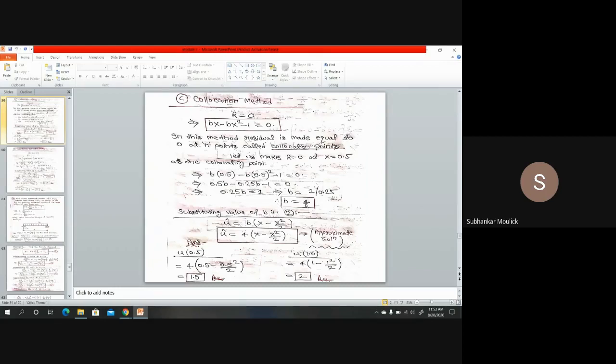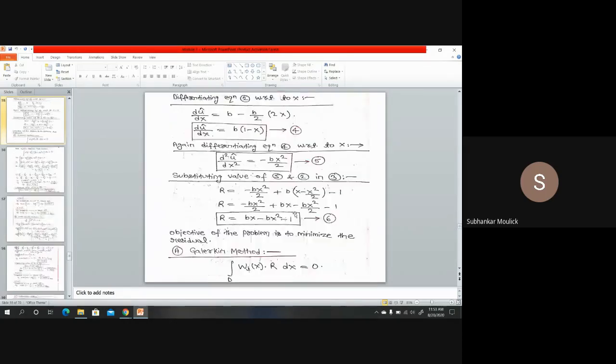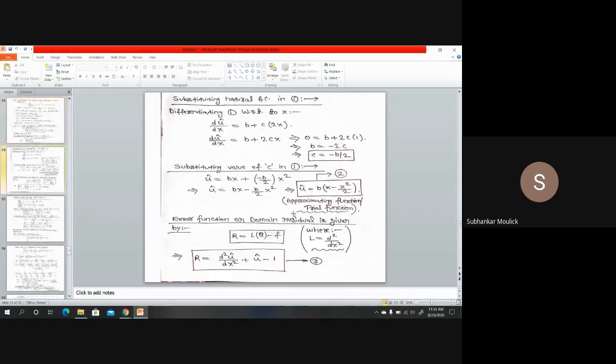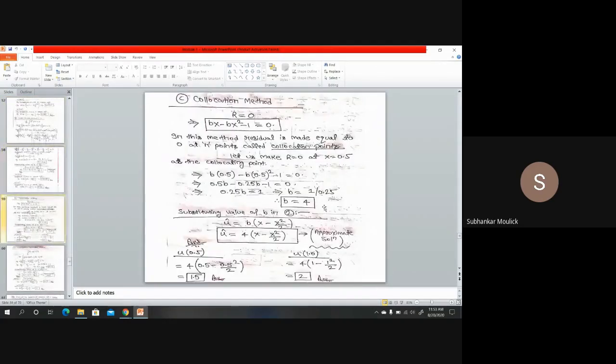So now you have to substitute this value of b in your original approximated trial solution. That is, u bar is equal to b of x minus x square by 2. The value of b is nothing but 4. So after substituting, I get the approximated solution as u cap is equal to 4 into x minus x square by 2. See, in collocating method, if I have taken the middle collocating point, I am getting the value of b as 4.